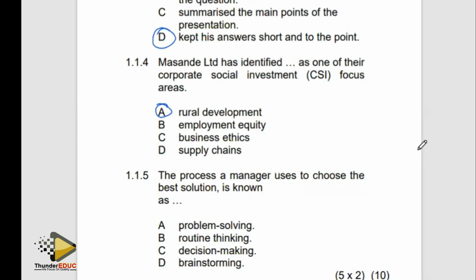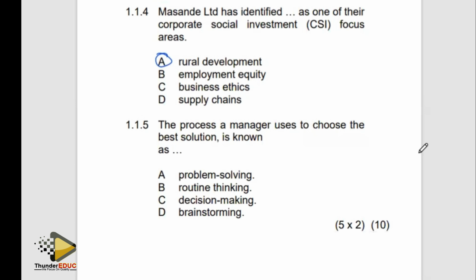Okay, right. So now let's check 1.1.5. So now the process a manager uses to choose the best solution is known as decision making, which is our option C.